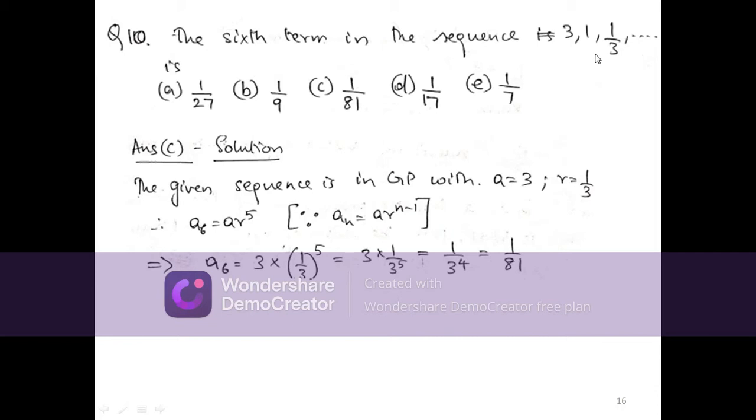So what is the sixth term in this sequence? The sixth term can be represented as A6. A1 equals 3, A2 equals 1, A3 equals 1 by 3, and so on. So A6 will be A into R raised to 5. We know the general term A N equals A into R raised to N minus 1. So A6 equals 3 into 1 by 3 raised to 5. That would be 1 by 3 raised to 4, which is equal to 1 by 81. That is option C.